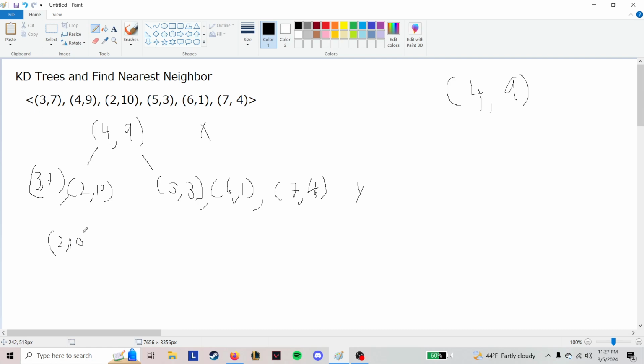So again, here I'm determining that the median is 10. Or no, sorry. It should be, yes, I think the subtree should be 3, 7 actually.